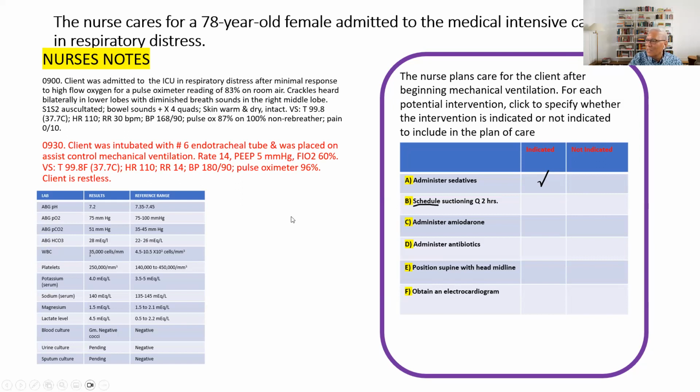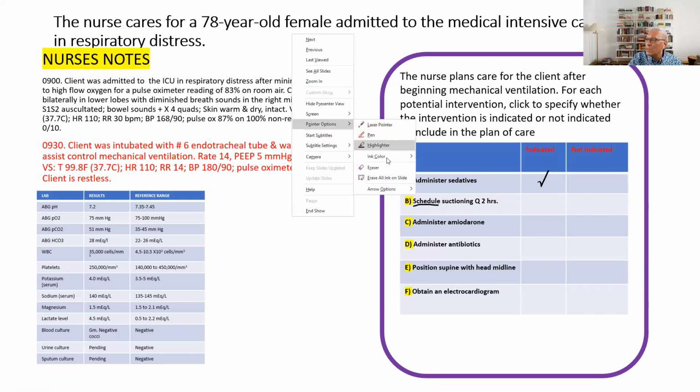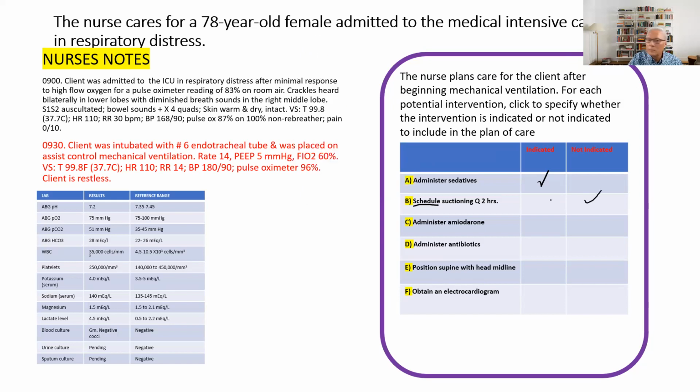Okay. How about amiodarone? What is amiodarone? Anytime you see a suffix arone, it is an anti-arrhythmic agent, and therefore that's not indicated as well. All right. How about administer antibiotics? Yes. All right. Because this is the one that precipitated the ARDS.